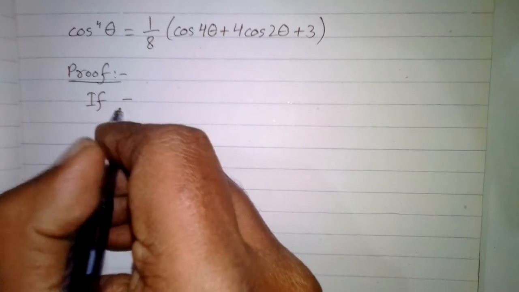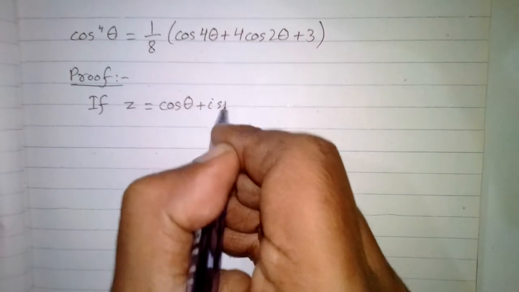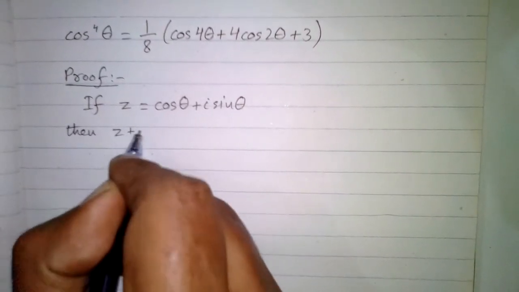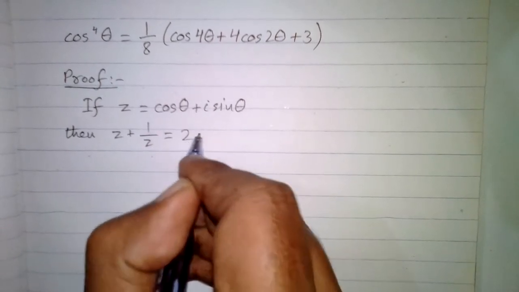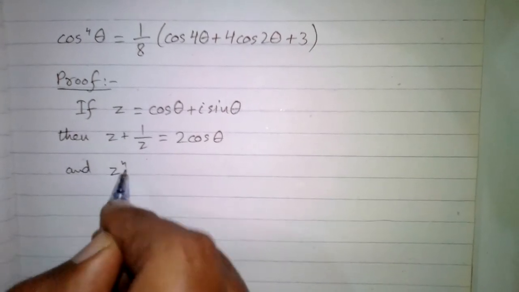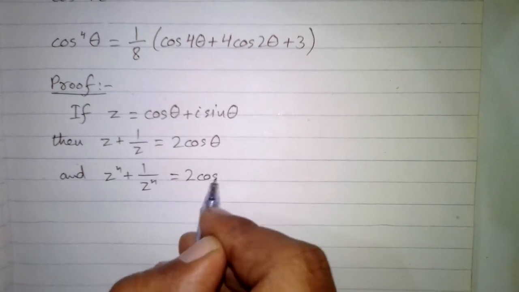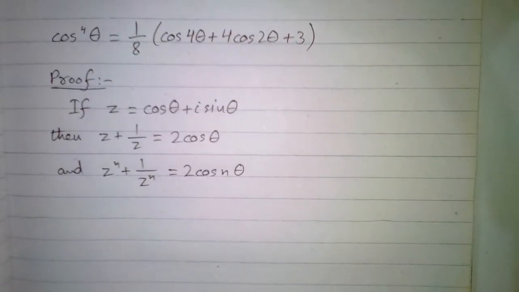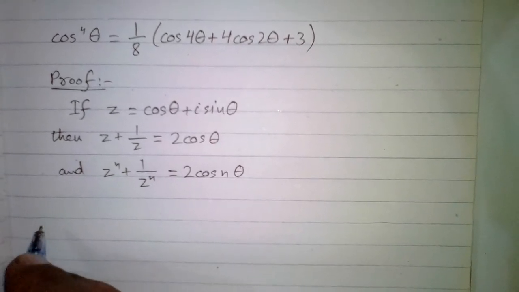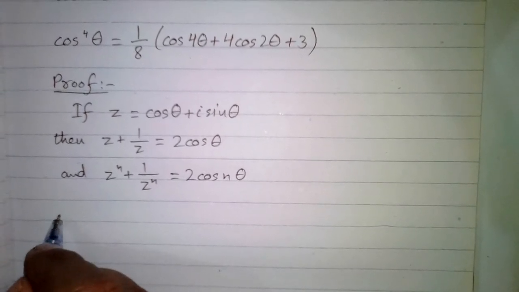first of all we know that if z is equal to cos theta plus iota sin theta, then z plus 1 upon z is equal to 2 cos theta, and z to the power n plus 1 upon z to the power n is equal to 2 cos n theta. We can prove this fact by De Moivre's theorem, and now we have to find cos^4 theta.